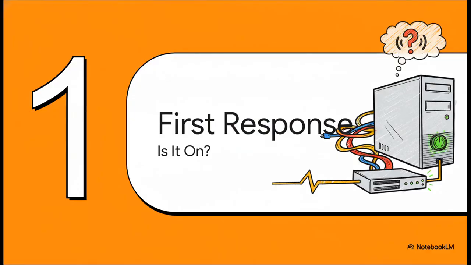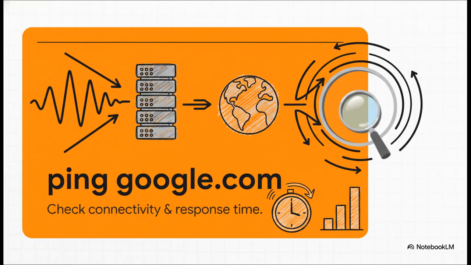Look, when trouble strikes, your first move isn't to come up with some complex theory about what's wrong. Nope. It's to ask the most fundamental question there is: is the machine I'm trying to reach even on and connected to the network? And that is where our very first command, ping, comes into play. You can think of it like shouting, hello, into a cave and waiting to hear an echo. It sends a tiny little packet of data to a target, like google.com, and then it just waits for a reply. If you start getting those replies back, you know the server is online.